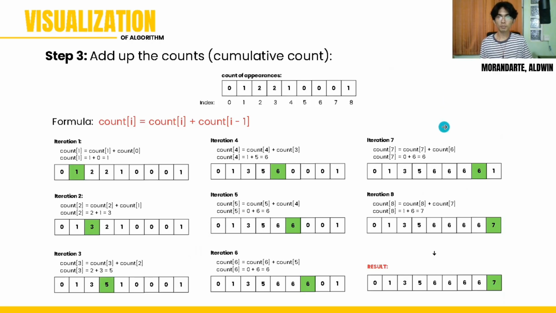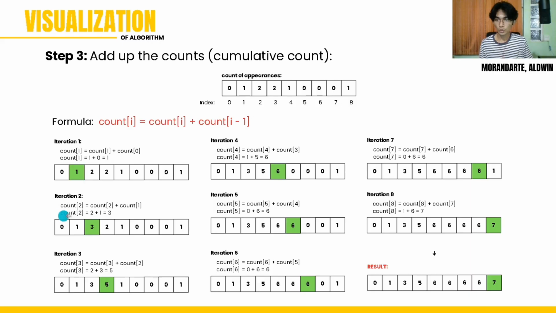The next step is to add up the counts, or the cumulative count. The formula for this would be count[i] = count[i] + count[i-1]. In the first iteration, count[1] = count[1] + count[0], which is 1 plus 0, equal to 1. And we replace the value inside the count array. So at index 1 of the count array, we replace it with 1.